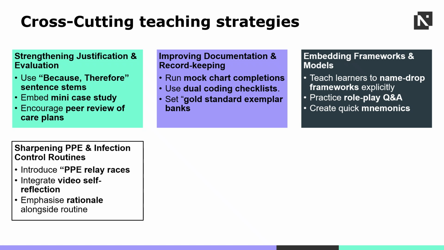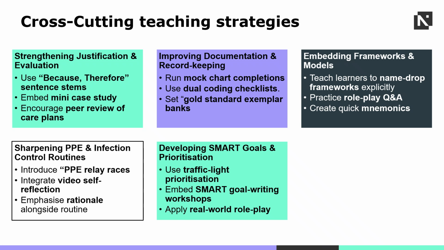Number 5, developing SMART goals and prioritization. Use traffic light prioritization. Learners rank interventions as immediate, red, short-term, amber, or long-term, green. Embed SMART goal writing workshops. Learners turn vague aims, so improve mobility, into SMART outcomes. Apply real-world role plays, so give 3 patient needs, ask learners to justify which to prioritise first.